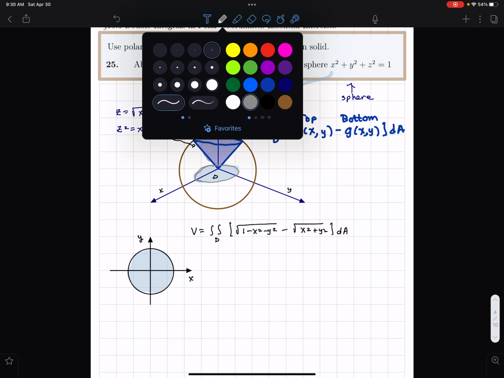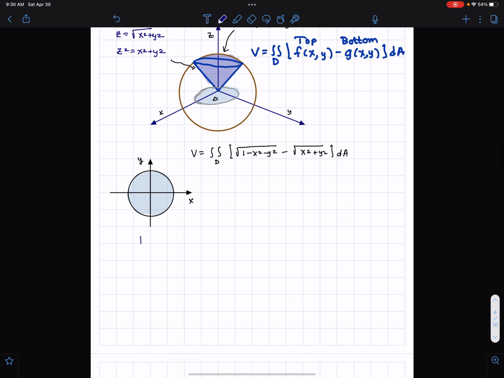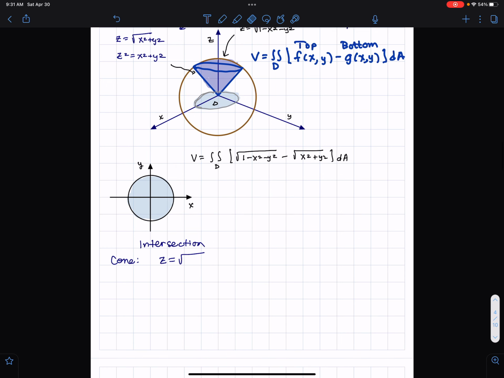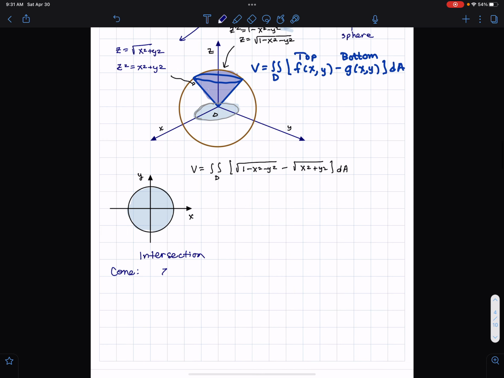So let's find that intersection. You can see where they intersect is this part that I'm highlighting right here. So let's find those by setting these two equations equal to each other. So for intersection, I'm going to write down the cone: z equals the radical. Well, okay, hold on. Yeah, the radical's okay, but why don't I use the z squared for the cone? Well, either way. So I'm going to have z equals the radical of x squared plus y squared.